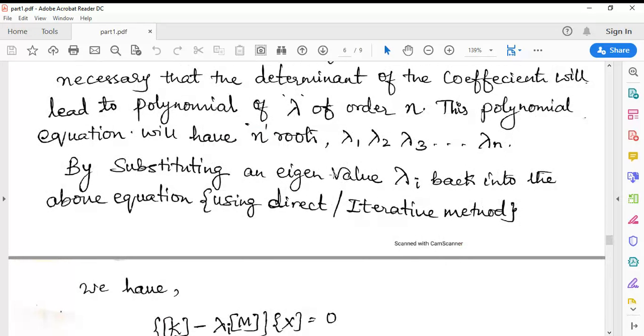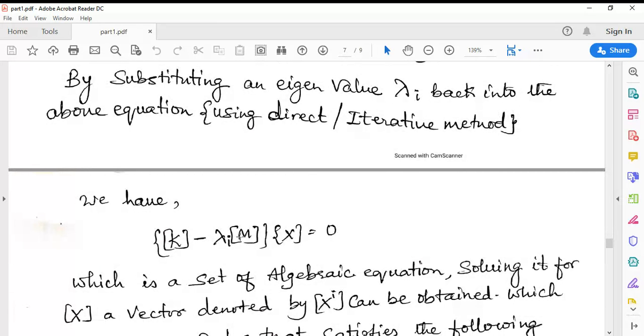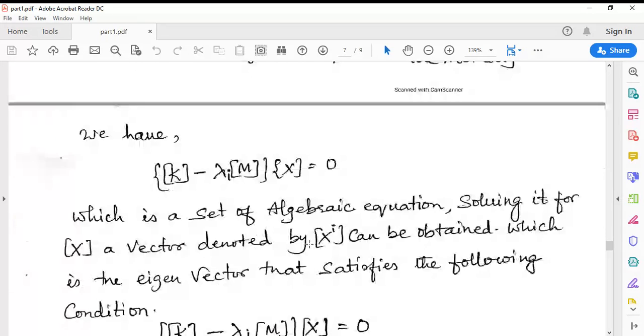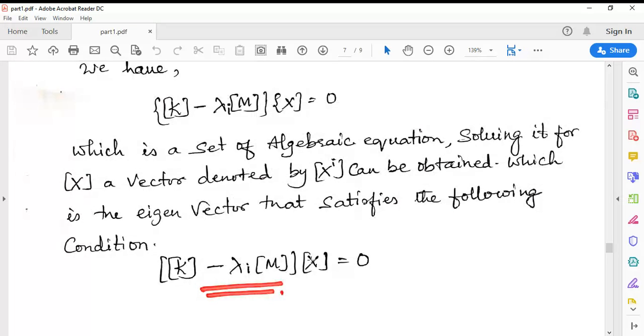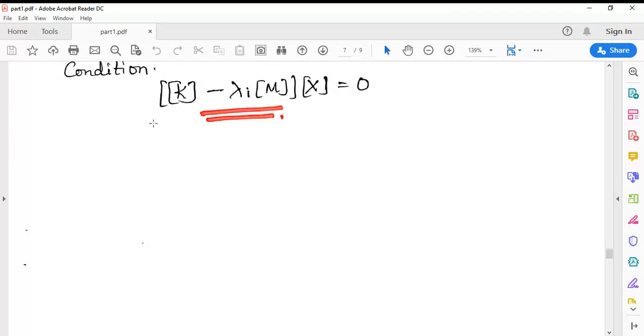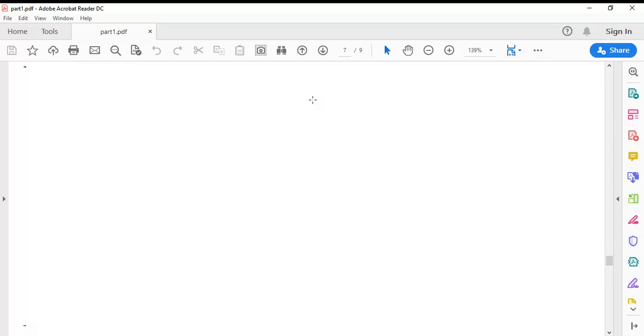Then by substituting an eigenvalue lambda i back into the above equation, using a direct or iterative method, you will get the expression (k minus lambda i m) into x equals 0, which is a set of algebraic equations. Solving it for the unknown x, a vector denoted by x superscript i can be obtained, which is nothing but the eigenvector, which is going to give the different mode shapes for a given frequency that satisfies the following condition: determinant of (k minus lambda i m) equals 0.